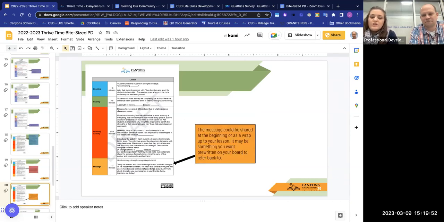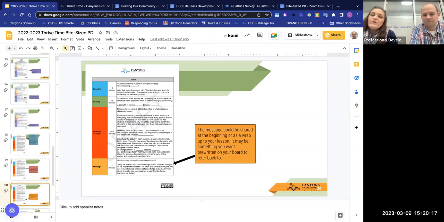Now we go down into the message. The message can be shared at the beginning or as a wrap up to your lesson, depending on what you want to do. They're written in ways that they could be one or the other. It may be something that you as a teacher might want to pre-write on your board and have it there all day long. Or even have it be something that you refer back to all week.